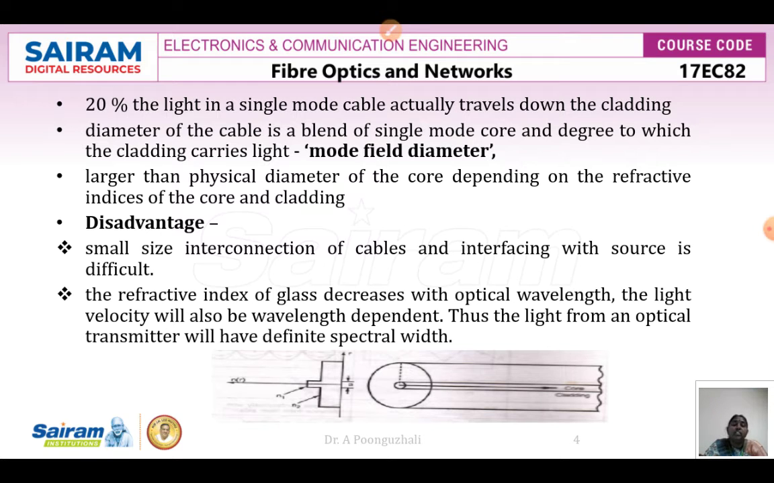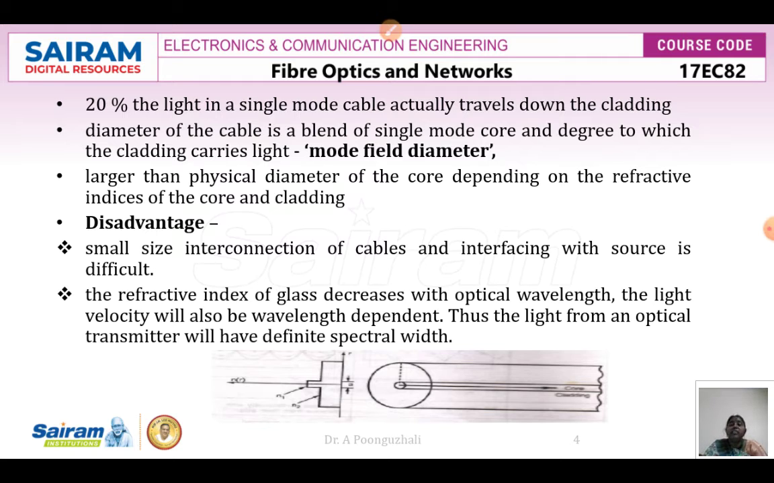At the interface between the core and the cladding, the energy is concentrated from the center of the core to the cladding interface. That is called the mode field diameter. Next, it has a physical diameter. The physical diameter of the core is larger, and it depends on the refractive indices of the core and the cladding. The disadvantage is that, because of the small size, interconnection of the cables and interfacing with the source is difficult.